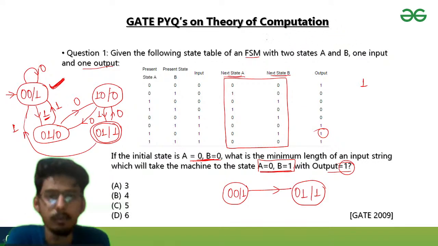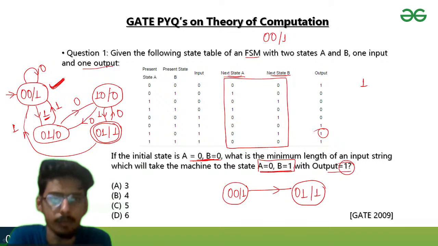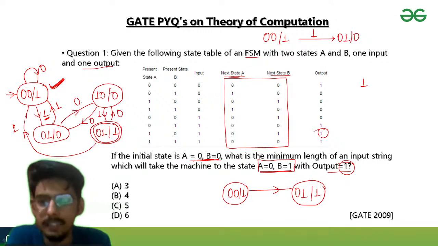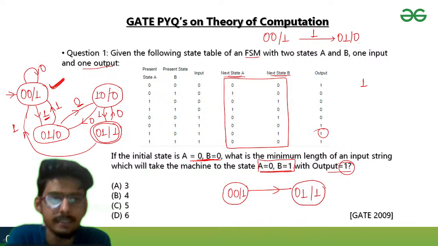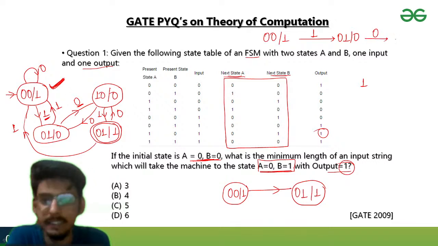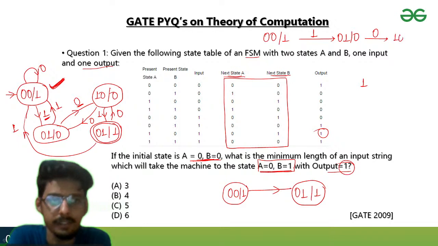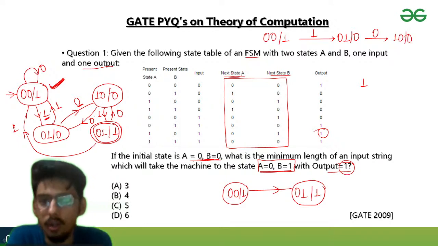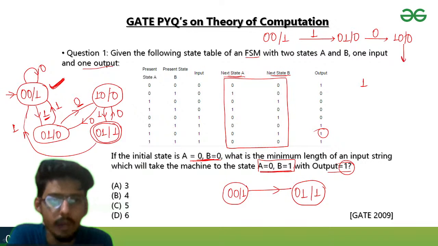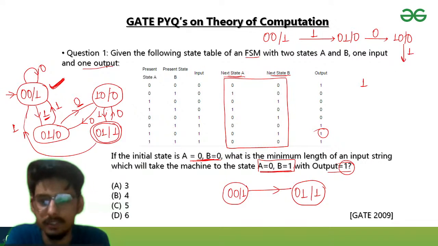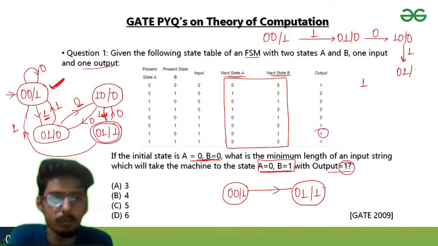So currently I am on 0 0 where the output is 1. Then on seeing a 1, I am going to 0 1 where the output is 0. Then the next thing I see is a 0, so I move to the state 1 0 where the output is 0. And then on seeing this 1 over here, it's kind of inside, but I hope you get that, I move finally to 0 1 with the output as 1.